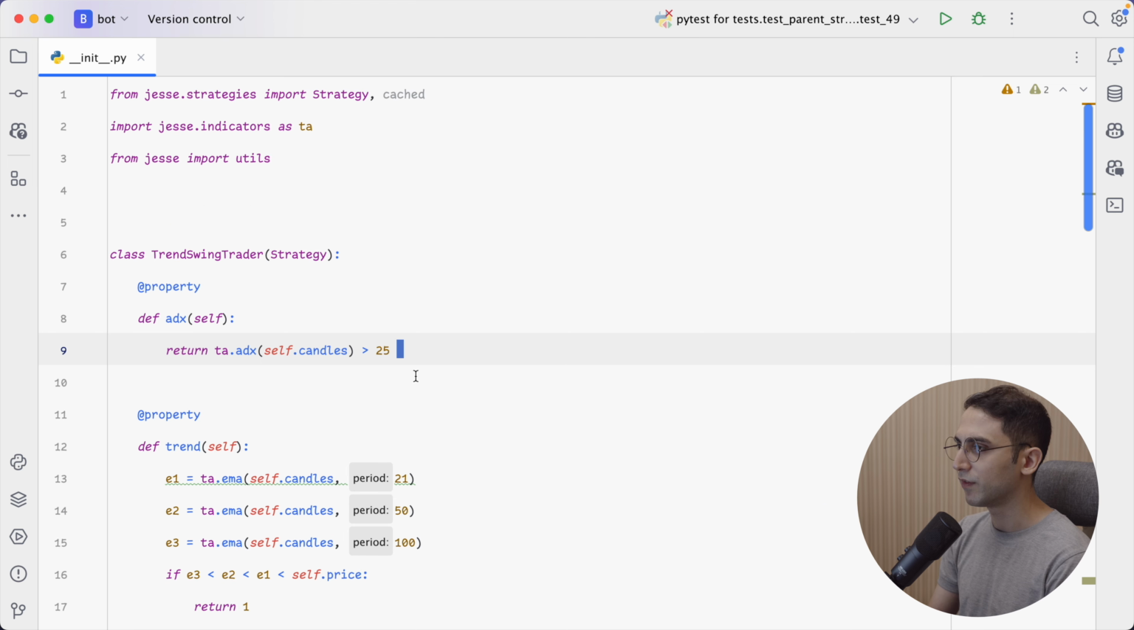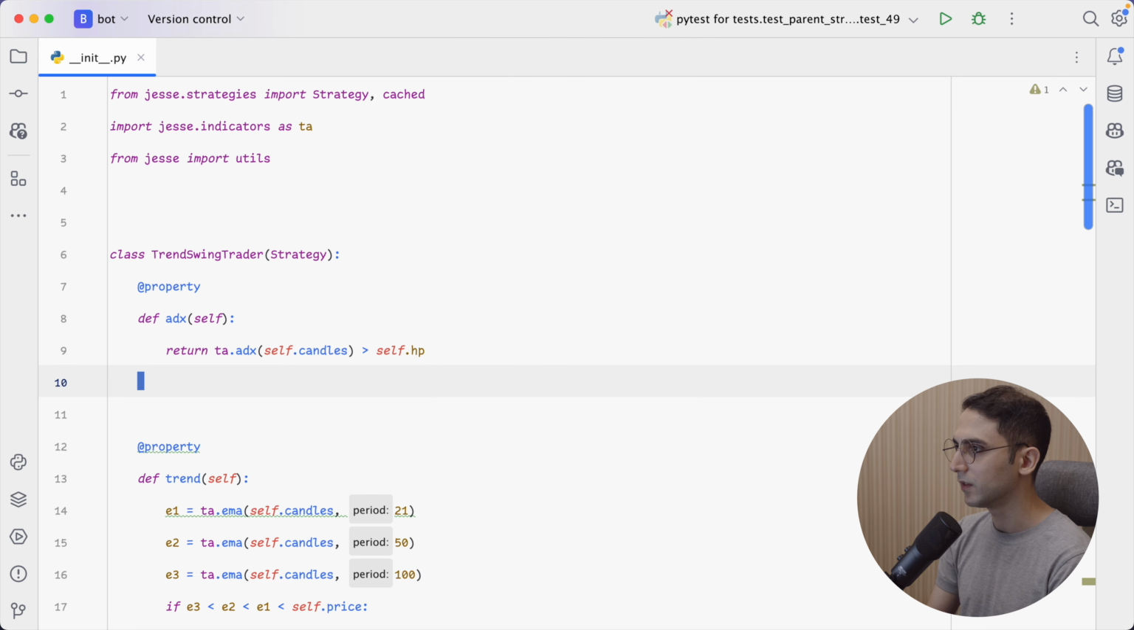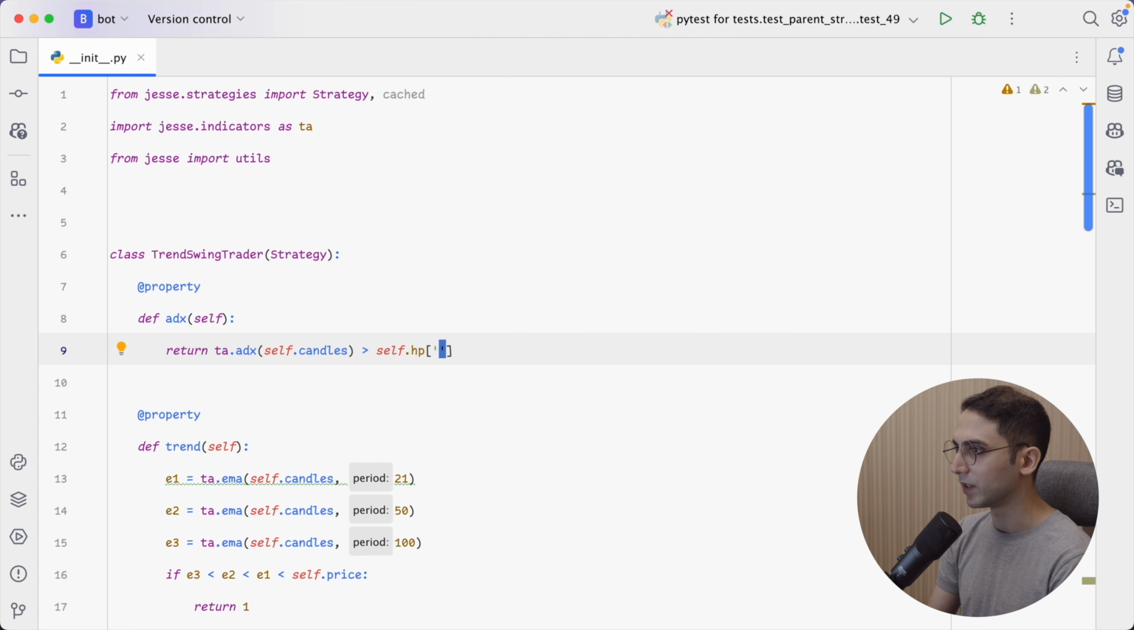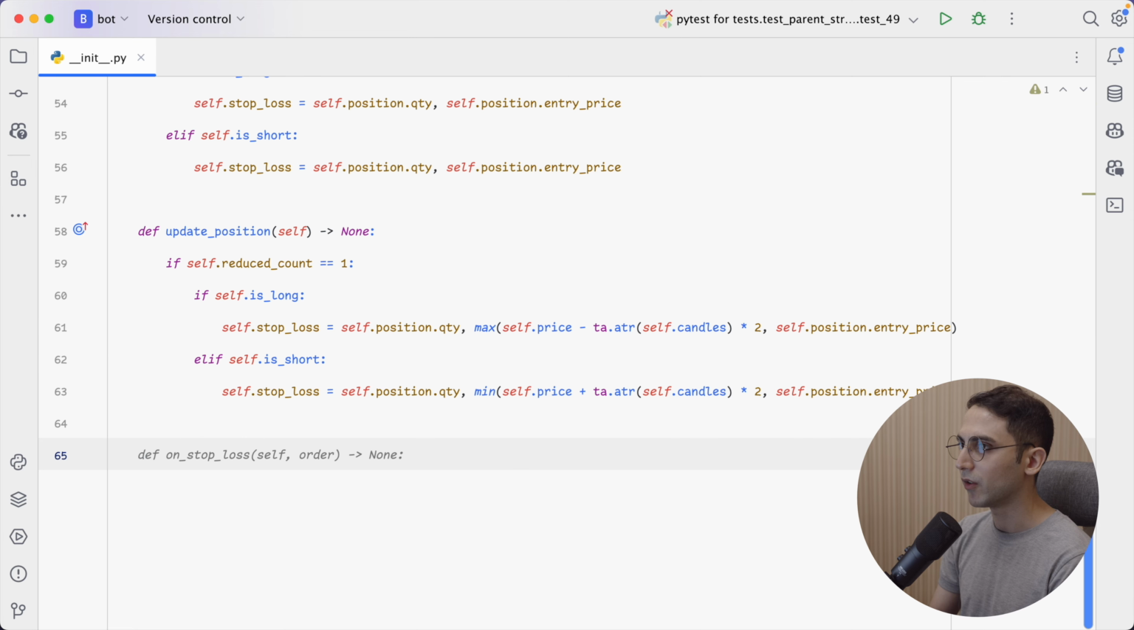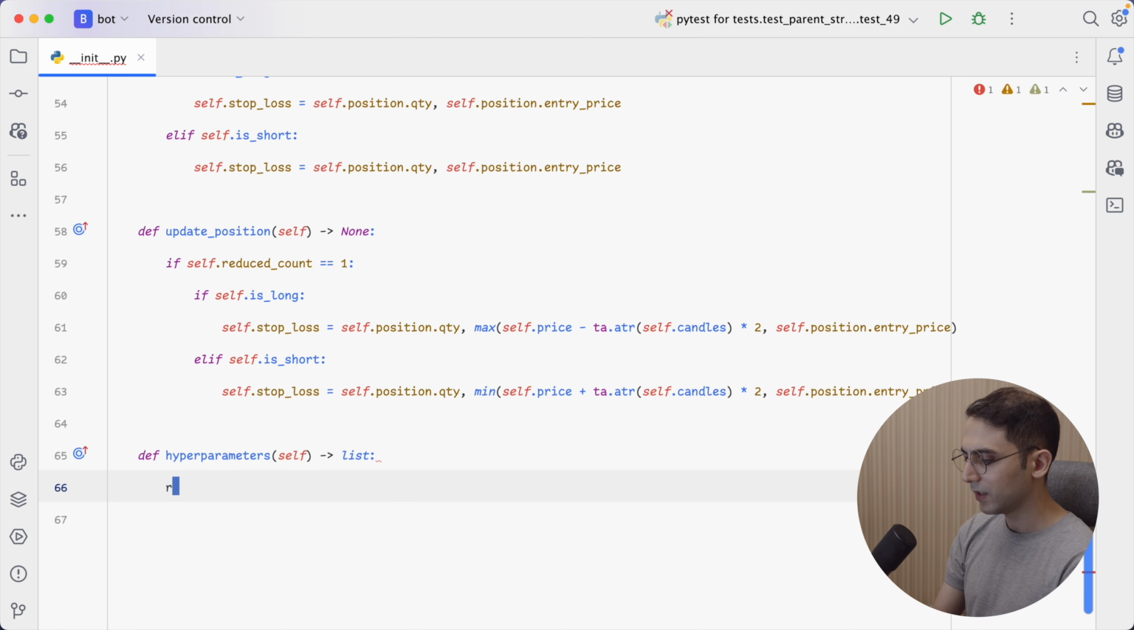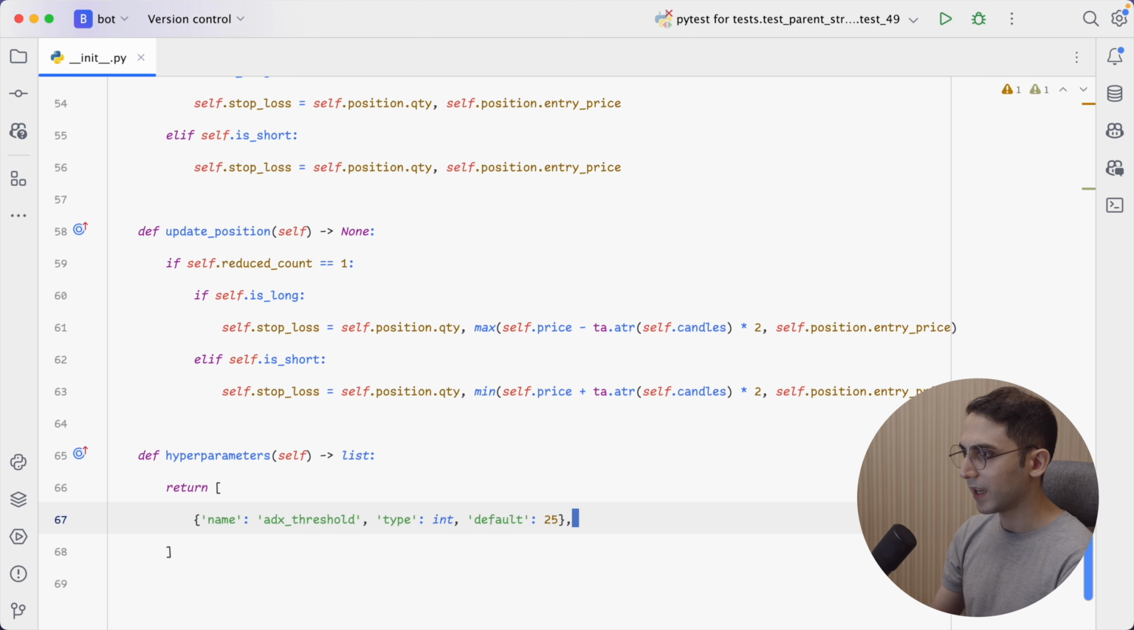So instead of 25, I'm gonna write self.hp, which is a dictionary, so I will give it a name, adx_threshold, and then I will come down here and define a new method called hyperparameters. And in it, I'm gonna return a list of dictionary values. The dictionary has a name, it has a type, it has a default value, and what the copilot is missing, it will also have a min and max values.